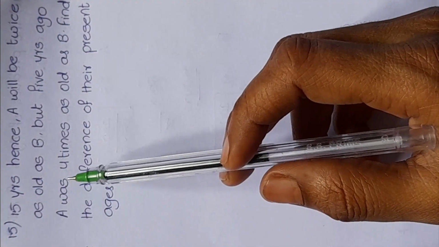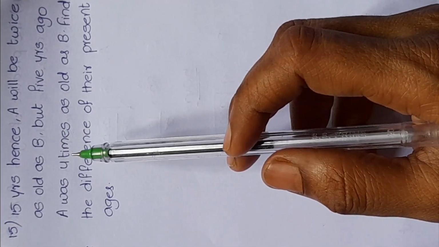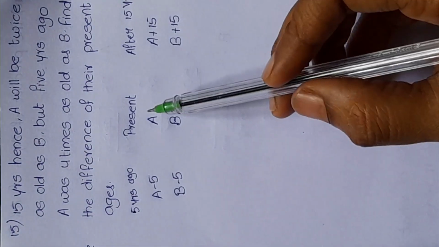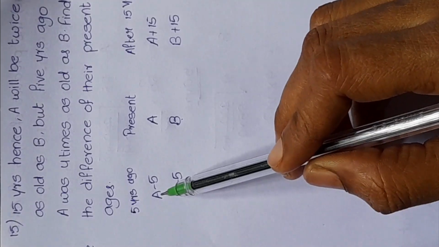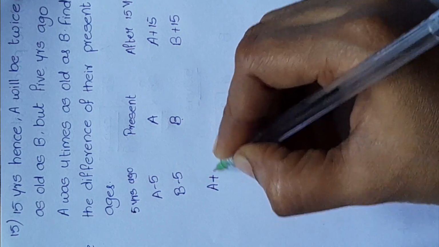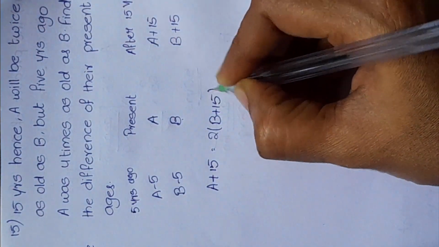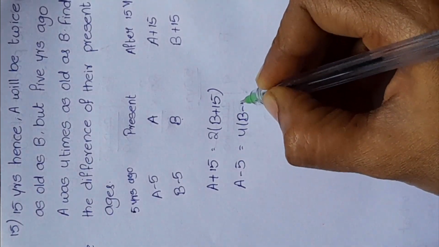15th question. 15 years hence, A will be twice as old as B. But 5 years ago, A was 4 times as old as B. Find the difference of their present ages. Let the present ages be A and B. After 15 years, A plus 15, B plus 15. 5 years ago, A minus 5 and B minus 5. From the question, A plus 15 is equal to 2 into B plus 15. And A minus 5 is equal to 4 into B minus 5.